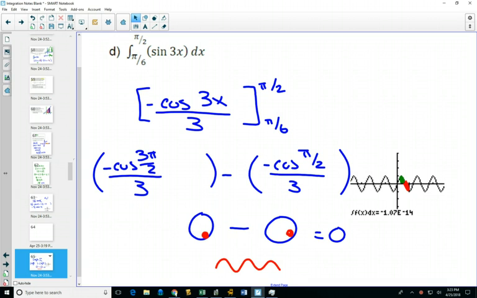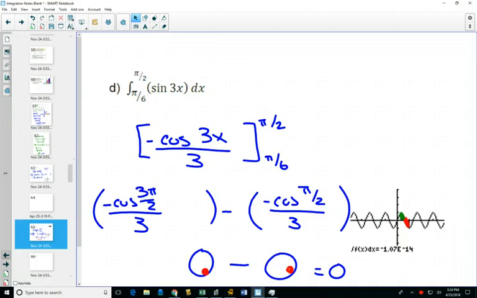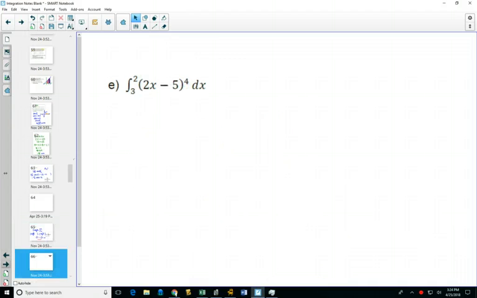Okay, so wait, how many people are still enrolled in this class? 2 more for you to try. This one, despite the fact that it goes from 3 to 2, you can still calculate the definite integral. It's from 3 to 2. So I know they got a negative.